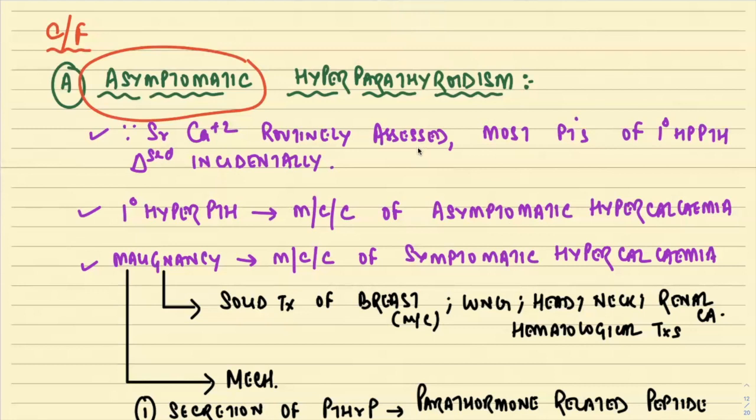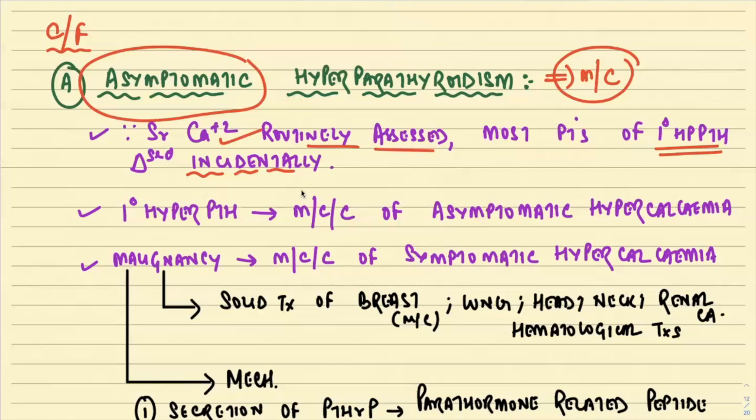In fact, the patient has come to you for a routine checkup, and routinely you have done the serum calcium level. On routine assessment you saw that the serum calcium level was very high. So this is what is known as asymptomatic hyperparathyroidism, and this is how primary hyperparathyroidism most commonly comes into the picture. Most patients are screened even before they become symptomatic because of regular screening of serum calcium level. So most patients of primary hyperparathyroidism are diagnosed incidentally.